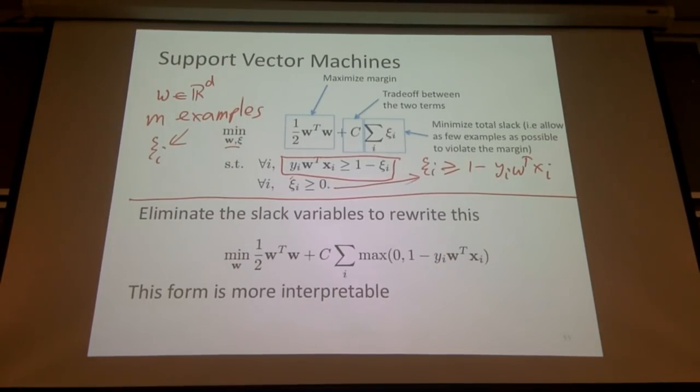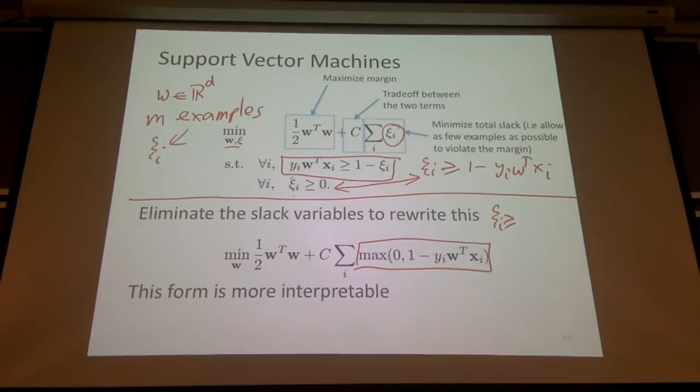Now, let's look at these two things together. The first one says psi I should be greater than 1 minus y w transpose x. The second one says psi should be greater than 0. We want both of these to be true, which means psi should be greater than the bigger of those two. So what that means is psi I is greater than or equal to the max of 0 and 1 minus y w transpose x. Now, through a little bit of squinting, essentially what we can do is, if psi I is greater than both of these, we can replace the psi in the objective with the max term.